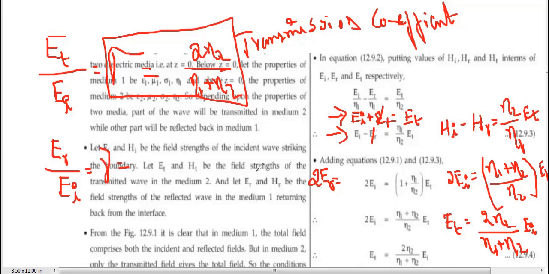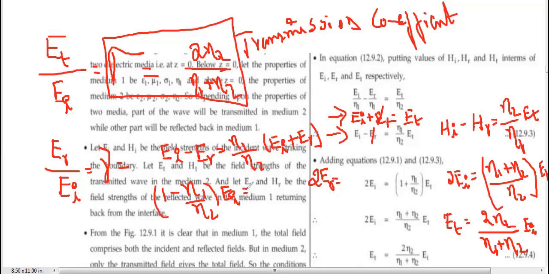That reflection coefficient we get from EI minus ER is equal to eta 1 by eta 2 ET. What is the ET? EI plus ER. So eliminate the ET here: EI plus ER. Now we can simplify, keeping the EI and ER terms. Bring the EI here: 1 minus eta 1 by eta 2, multiplied with EI is equal to, bring the ER to the right hand side. Take the ER as common: 1 plus eta 1 by eta 2.